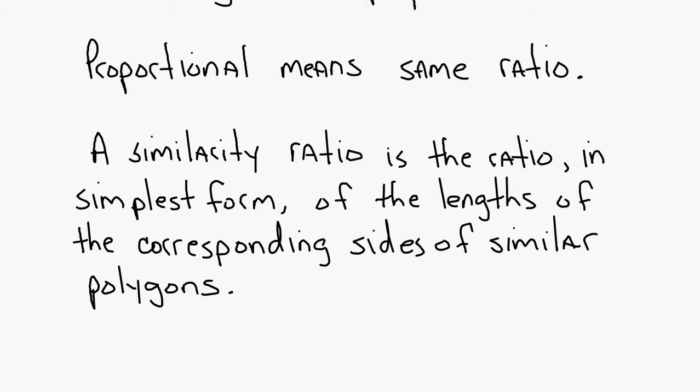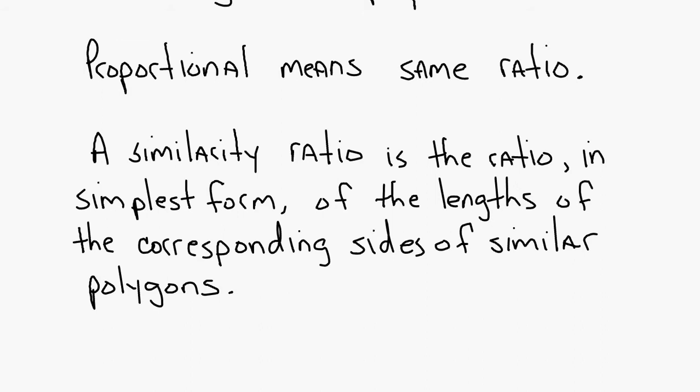So in this section, you're going to be asked to list corresponding congruent angles in two shapes. You're going to be asked to list corresponding sides. And then you're going to determine if two shapes are similar. And if they are, you're going to write a similarity ratio and a similarity statement. Okay?